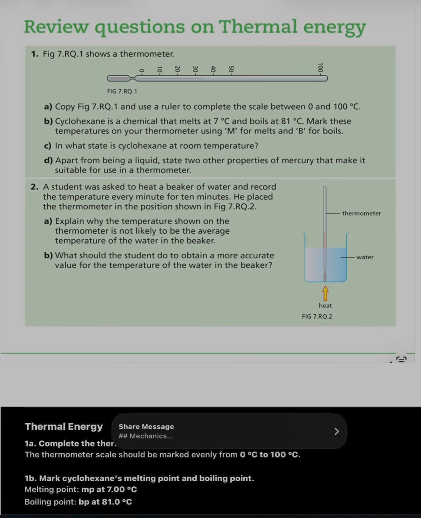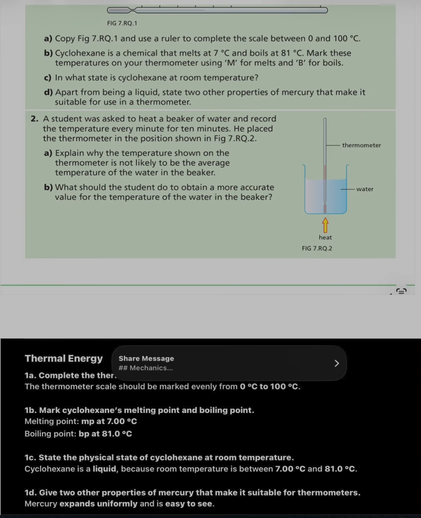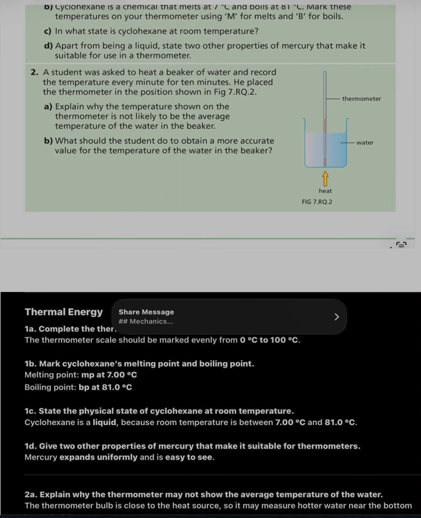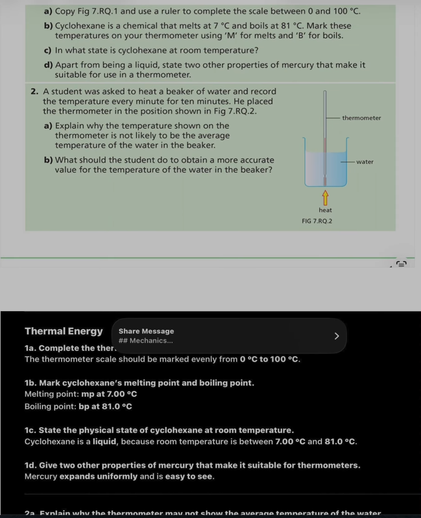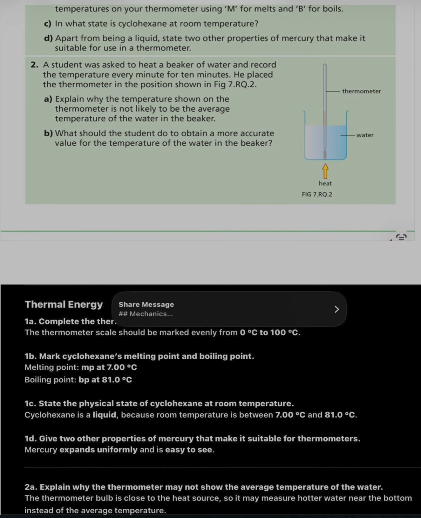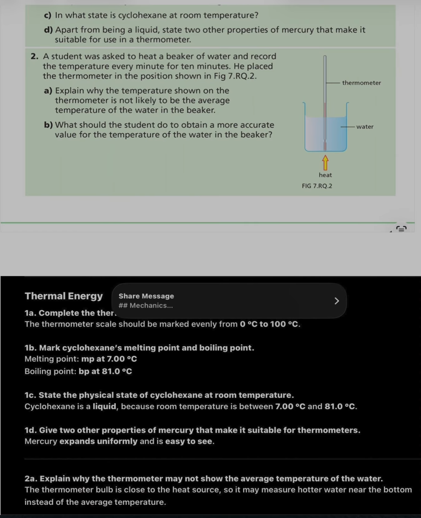1C. State the physical state of cyclohexane at room temperature. Cyclohexane is a liquid because room temperature is between 7.0 degrees and 81 degrees. 1D. Give 2 other properties of mercury that make it suitable for thermometers. Mercury expands uniformly and is easy to see.